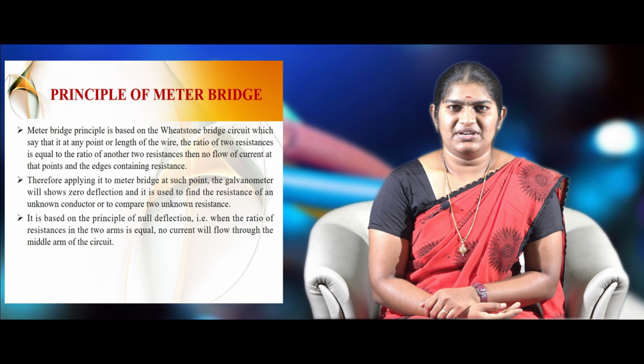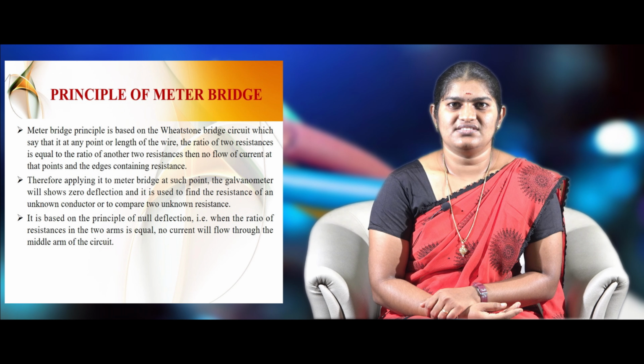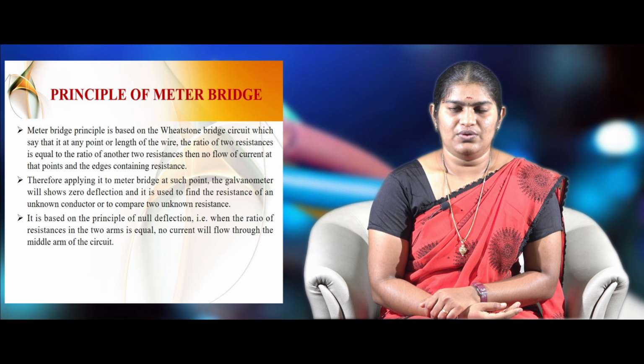The Metre Bridge works on the principle of the Wheatstone bridge circuit, which says that at any point along the length of a wire, the ratio of two resistances is equal to the ratio of another two resistances, and no current will flow at that point. Therefore, applying it to the Metre Bridge, the galvanometer will show zero deflection, and it helps to find the unknown resistance of a conductor or to compare two unknown resistances.